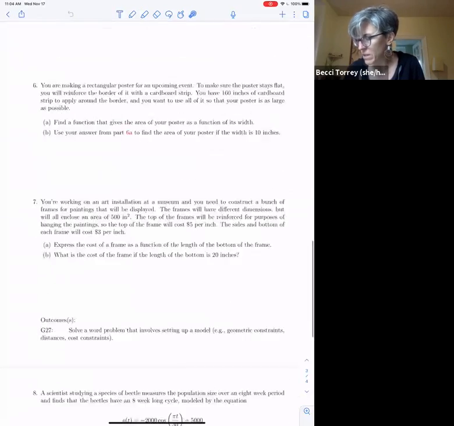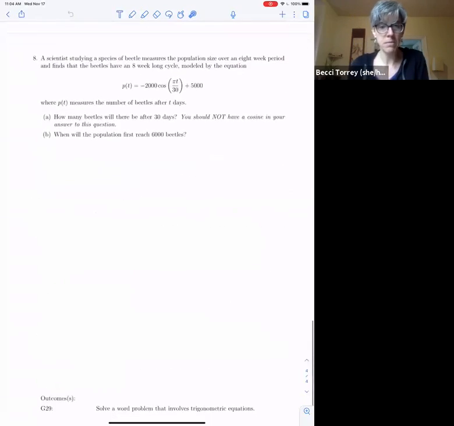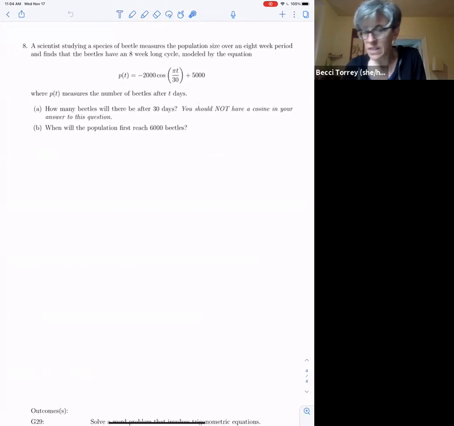So if we scroll down to the bottom, there's this problem about beetles. It says a scientist studying a species of beetle measures the population size over an 8-week period and finds that the beetles have an 8-week long cycle modeled by this equation, where P of t measures the number of beetles after t days. So here's our variable t. And the first question is, how many beetles will there be after 30 days?